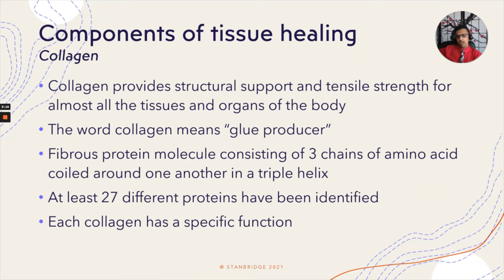Collagen provides structural support and tensile strength for almost all tissues and organs. The word collagen means glue producer. It is a fibrous protein molecule consisting of three chains of amino acids coiled around one another in a triple helix. At least 27 different proteins have been identified, and each collagen has a very specific function.